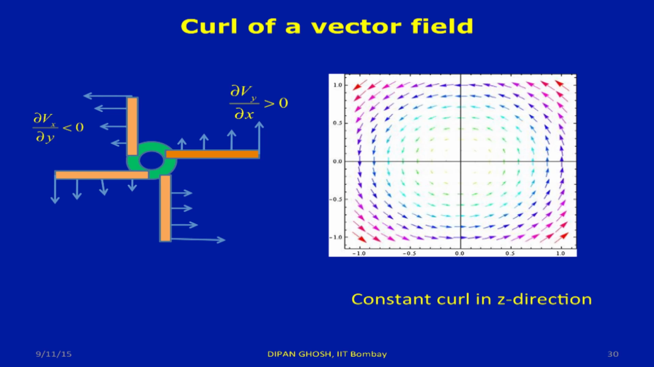You can see that this is the x direction. So in this, my dvy by dx is greater than 0. On the other hand, this is the y direction. So vy is increasing with x. On the other hand, here my velocities are in the x direction and my vx magnitude is decreasing with y because it is in the negative direction. Now you can see by common sense, only if such a thing takes place in the proper sense will this wheel rotate. This is the picturization of a vector field which has a constant curl in the z direction.